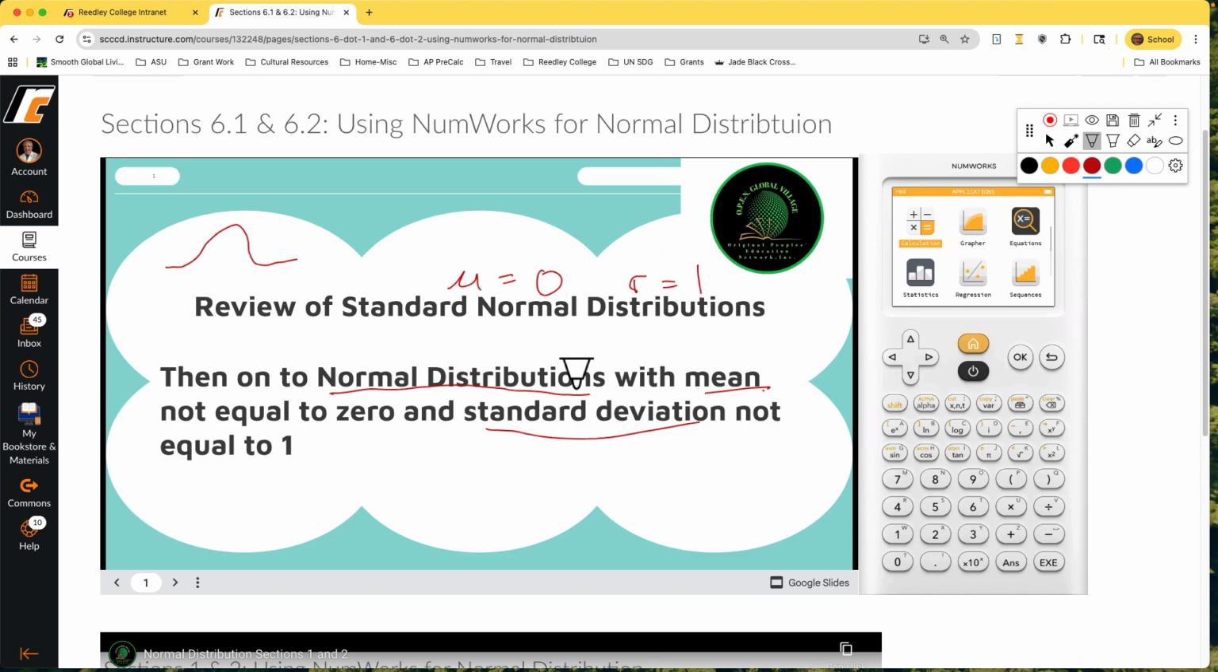So we're actually going to do 2 sections today, because what we do with the standard normal is very similar to what we do with the normal. All we do is change the mean and standard deviation. So far, so good.